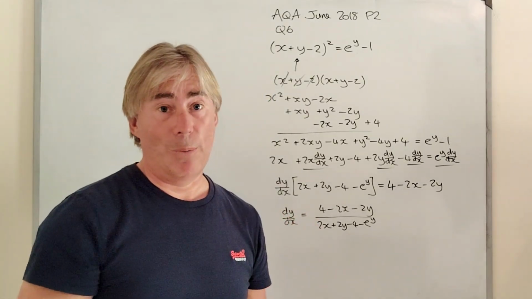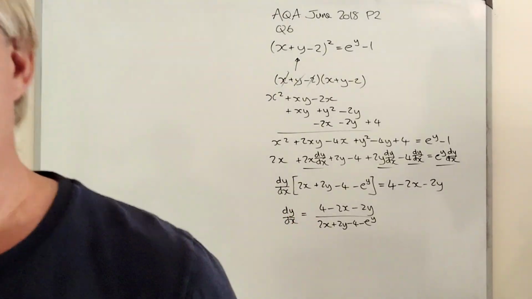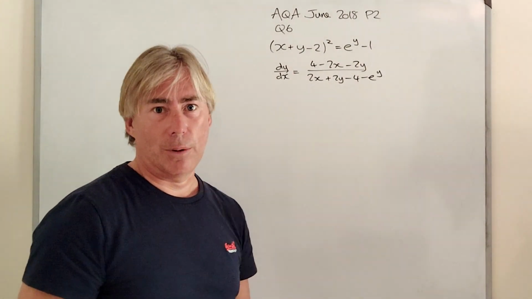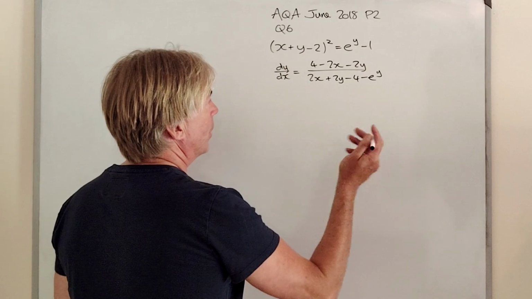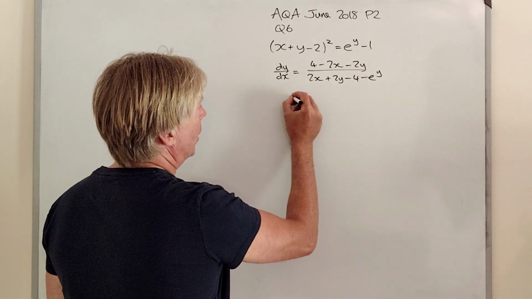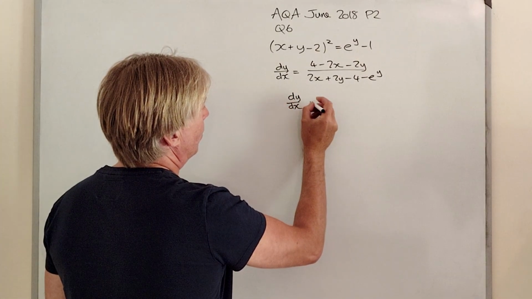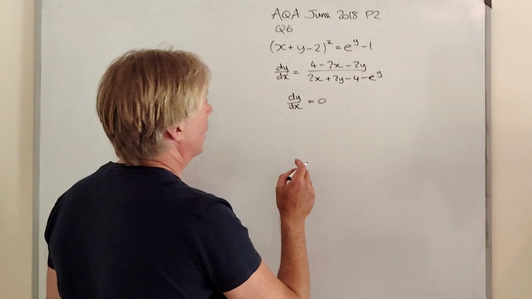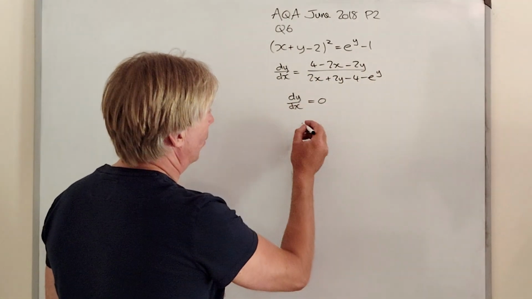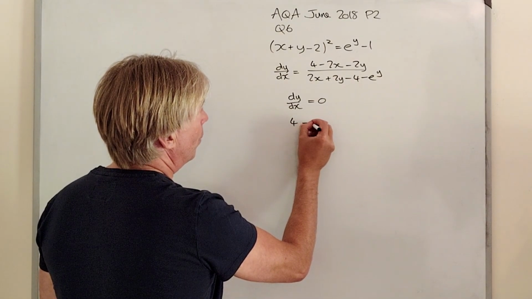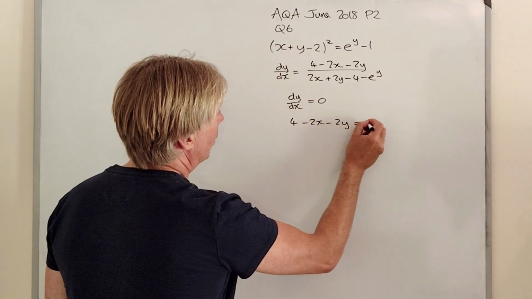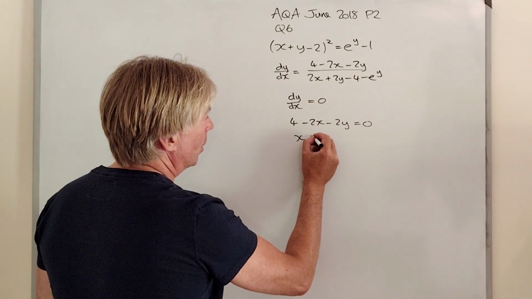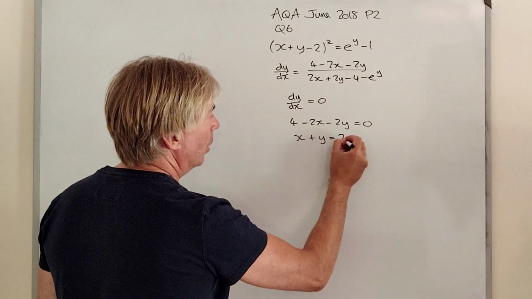So now we've got to find the stationary point. We've got to set that to 0 and solve it. So here we are again. Our derivative, we're going to set that to 0 to find the stationary point. As with any quotient, to set dy by dx to 0, we simply equate the numerator to 0, because regardless of what the denominator is, if the numerator is 0, the whole thing becomes 0. So we end up with 4 minus 2x minus 2y equals 0, which divides through by 2, so we get x plus y equals 2.